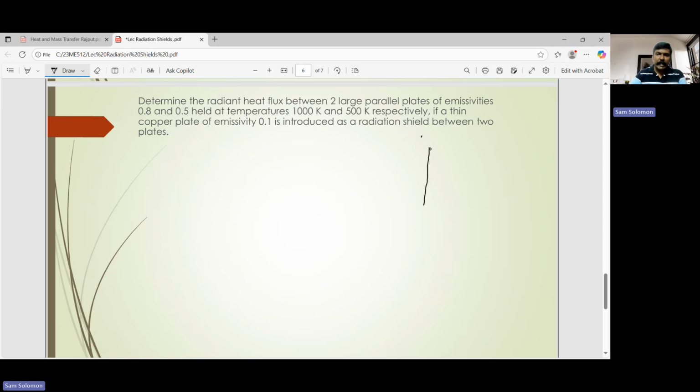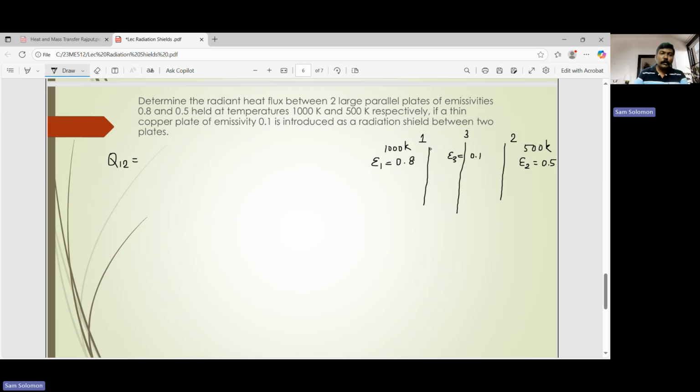So you have got plate number 1, and there is plate number 2, and there is another plate that is introduced, which is plate number 3. So this plate number 1 is at 1000 Kelvin. This plate number 2 is at 500 Kelvin. Epsilon 1 is 0.8 and epsilon 2 over here is 0.5 and epsilon 3 is 0.1. Okay. So now the question is, what is the heat flux between the two large parallel plates? So I am supposed to find out the value of Q12 by taking into consideration this 3 as well.